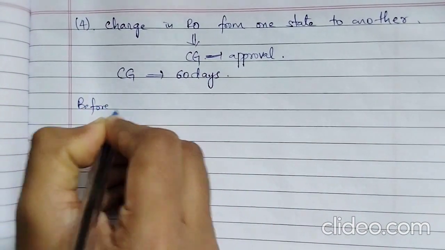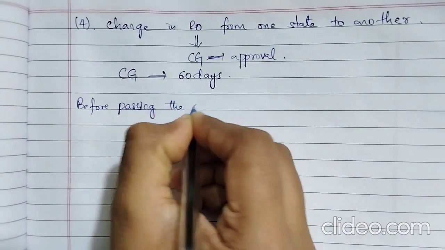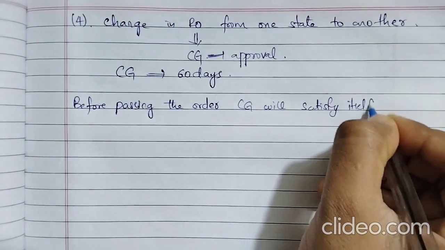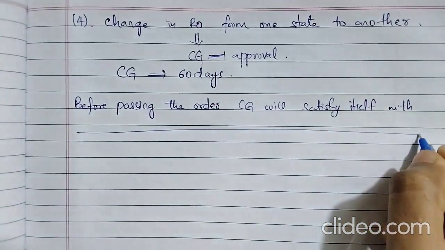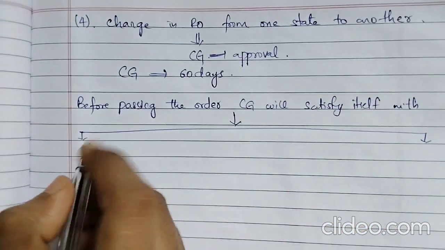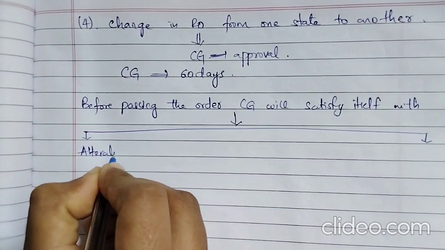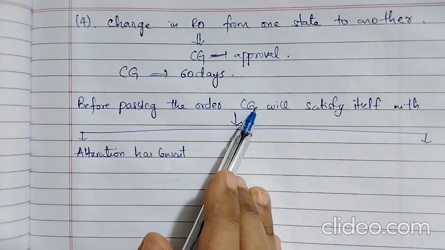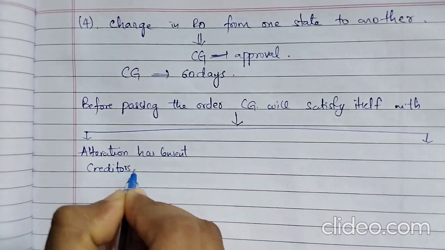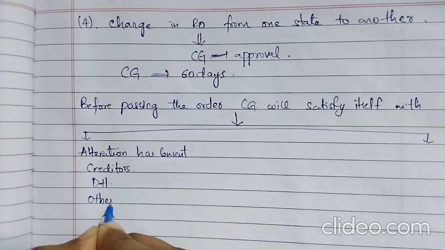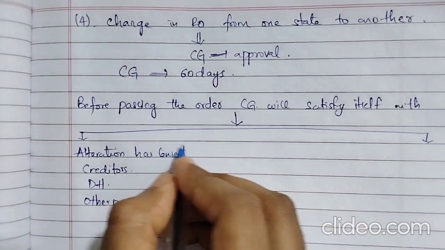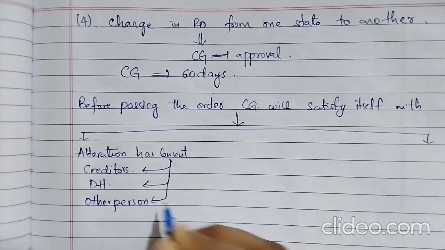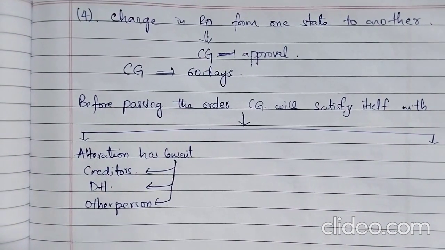But before passing the order, central government will satisfy itself. For this alteration, central government will take the consent from creditors, debenture holders, other persons who are related with the company. All this consent is taken from creditors, debenture holders, and any person who is concerned with the company.